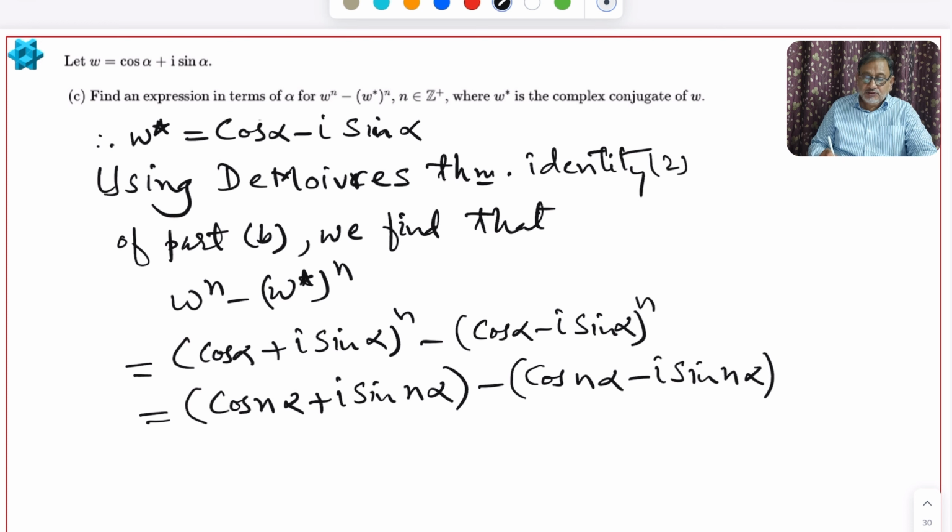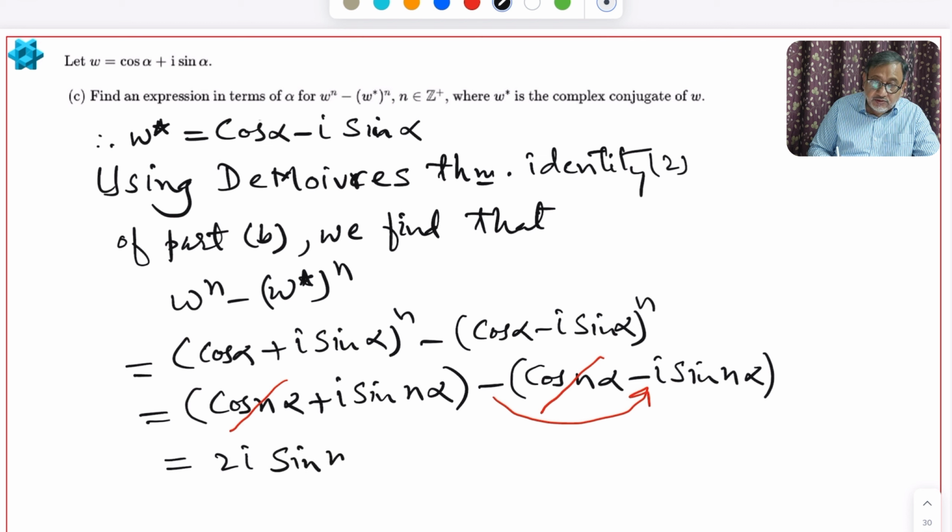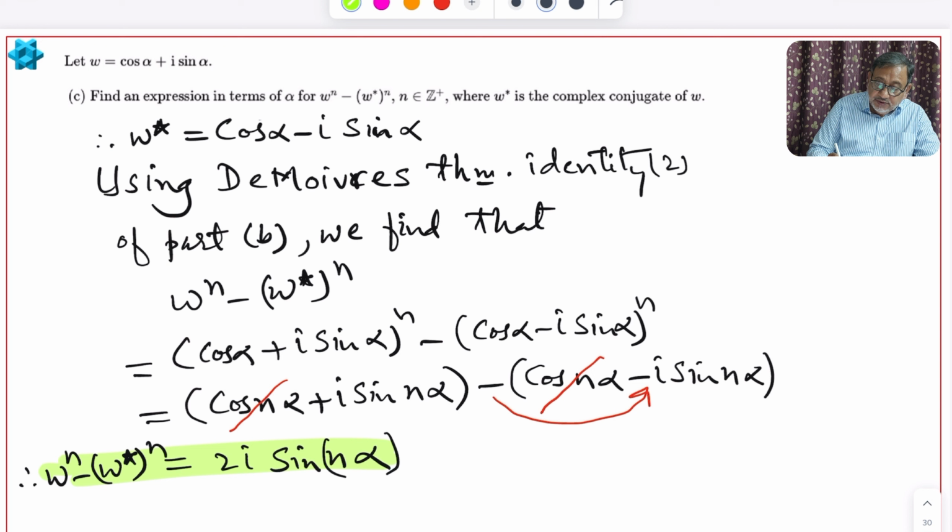That power goes inside. Now when we open the brackets, cos n alpha and cos n alpha will cancel. This minus and minus will be plus. So plus 2I sin n alpha, right? So this is the answer for W to the power n minus W conjugate to the power n, right? Let us give it number 3.